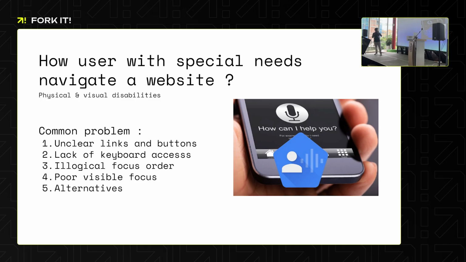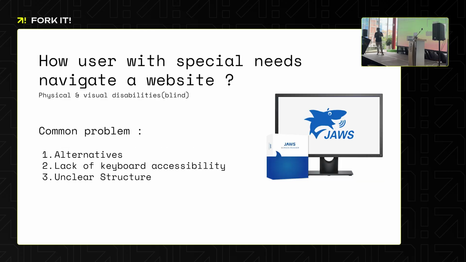The same thing as well for people with visual disabilities. Maybe the additional ones here are unclear links, unclear buttons. So people with screen readers may see it's going to be a big problem for them. It's the same thing as well for people with visual disabilities: lack of keyboard accessibility, missing alternative content, maybe unclear structure. This is a problem.